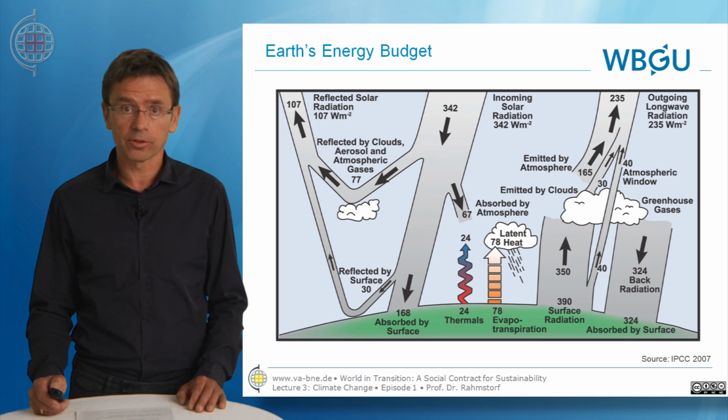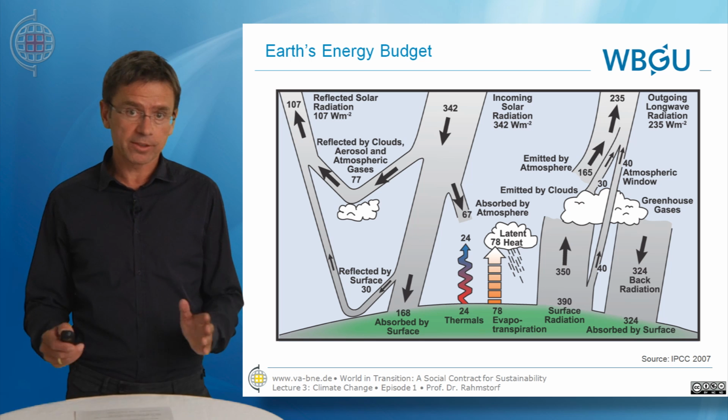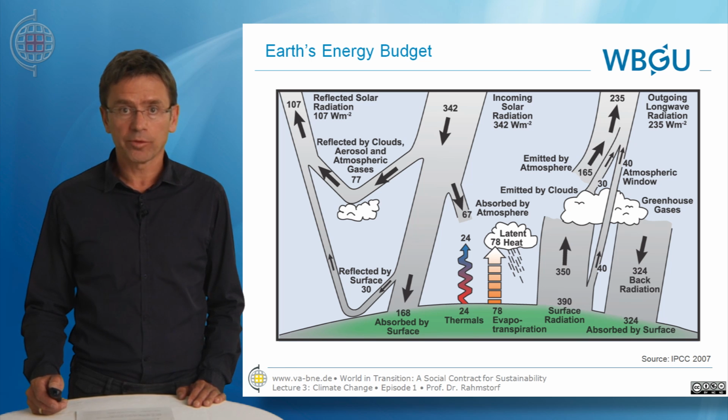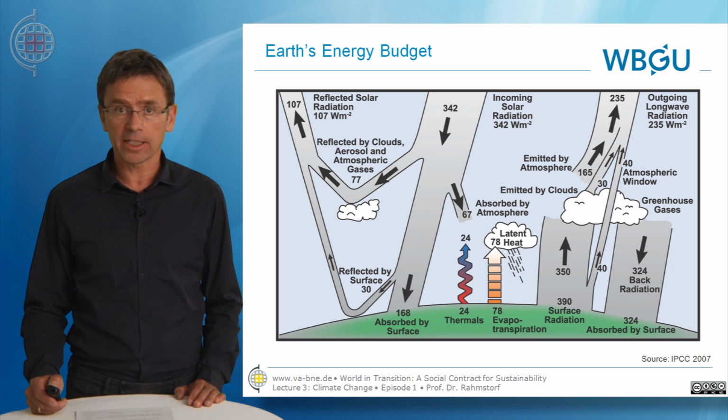And by the way, it's also a measured fact. All these numbers in the radiation budget can be measured. The top of the atmosphere balance is measured by satellite missions, and to measure the radiation at the Earth's surface, there is a global radiation monitoring network.